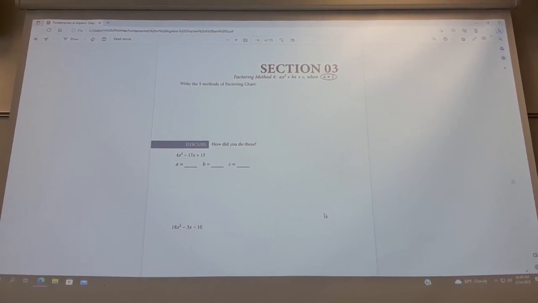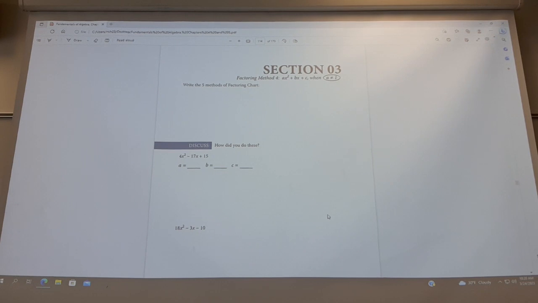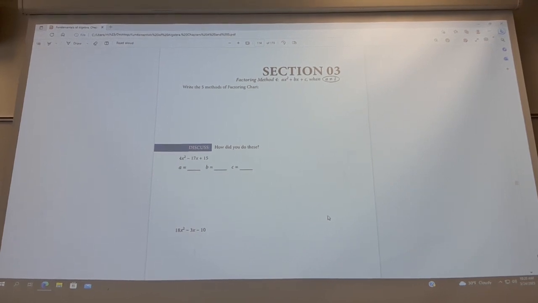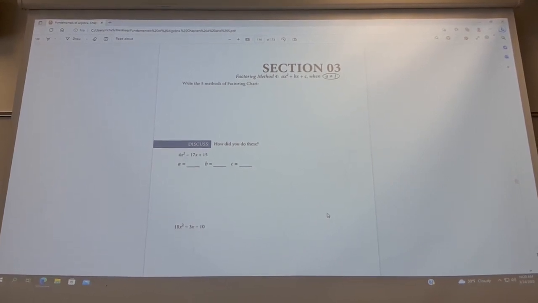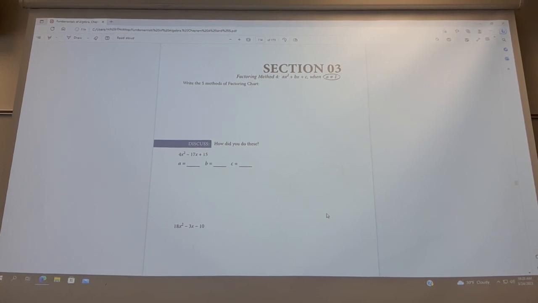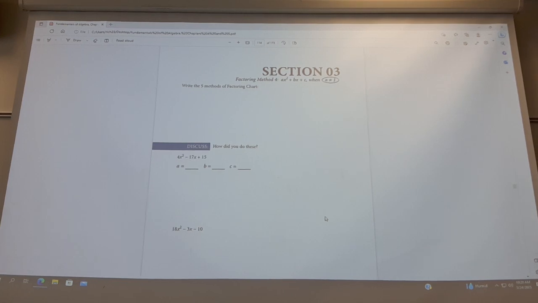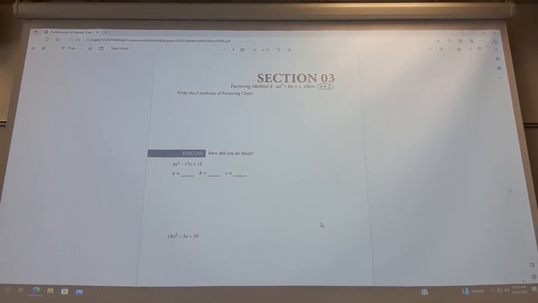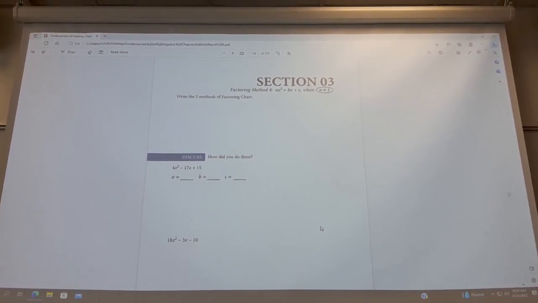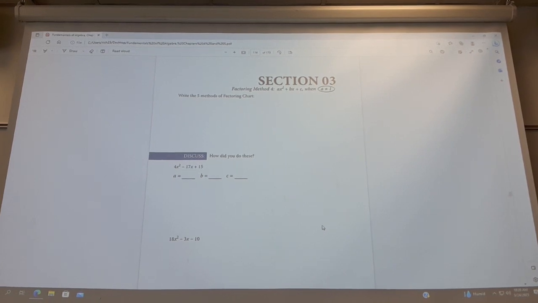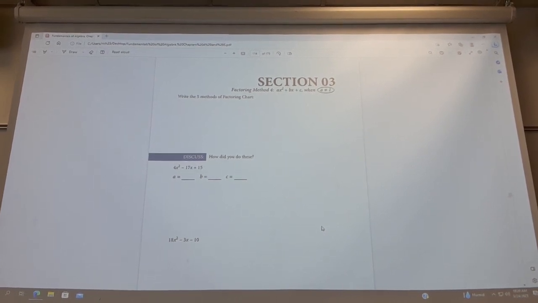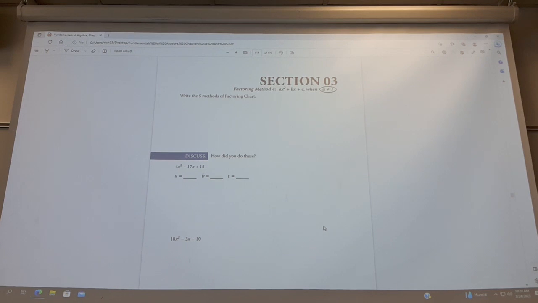Your second is grouping, right? Third is x squared plus bx plus c, where a equals 1. Fourth method is ax squared plus bx plus c, where a does not equal 1. Your fifth method is special cases. And the types of polynomial possible on are all 4, 3, 3, and binomial, okay?